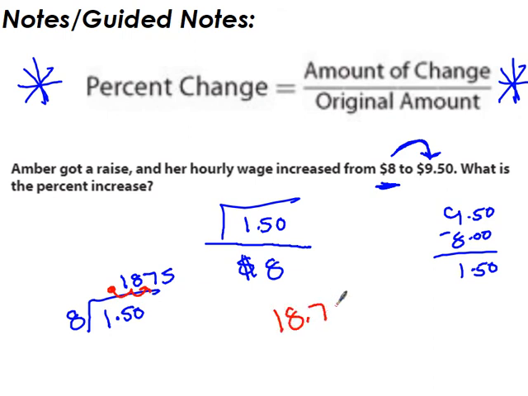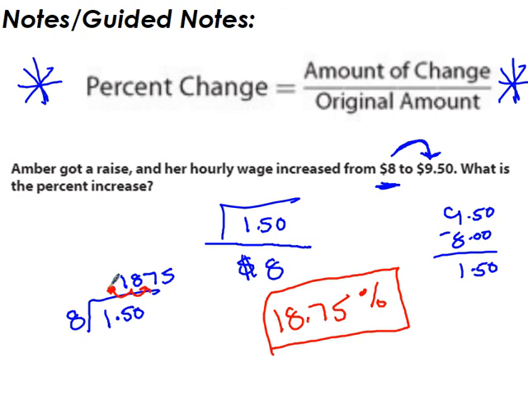That means the change was she got an 18.75% raise. Her wages increased by 18.75%. So that means $1.50 is 18.75% of $8. And that was a raise that she got. She got an hourly increase of 18.75%, which worked out to be $1.50.